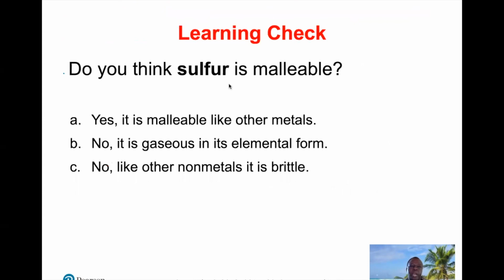Do you think sulfur is malleable? That means you need to be able to classify sulfur as either metal or non-metal. Malleable and ductile are properties for metals. I don't think sulfur is malleable. No, this is wrong. Malleability is a property of metals.